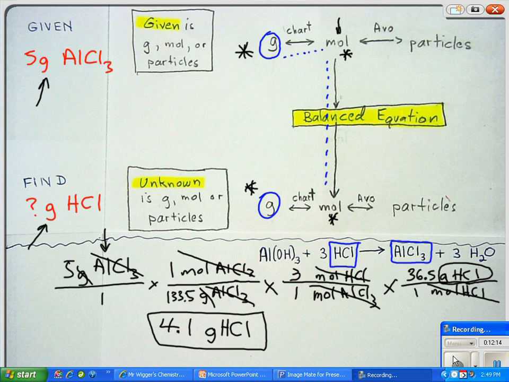And that's how you're going to use this chart to the best effect and get the right answer every time.